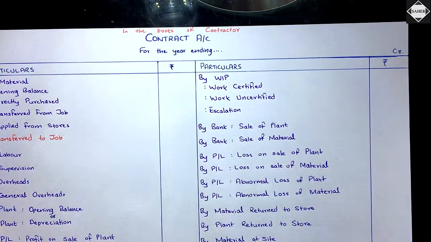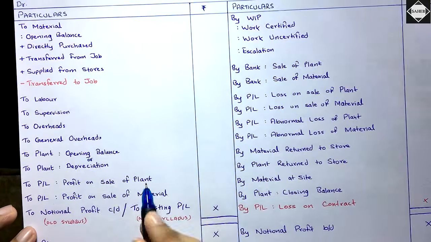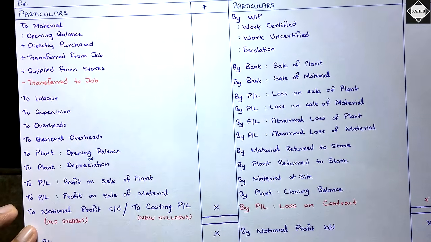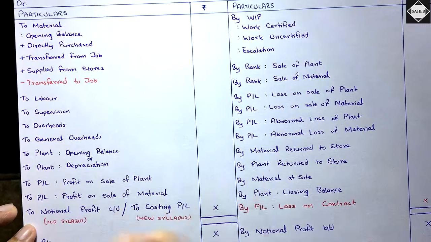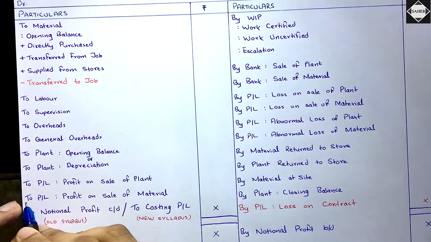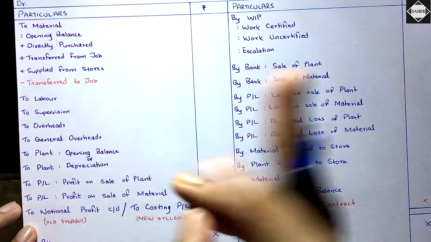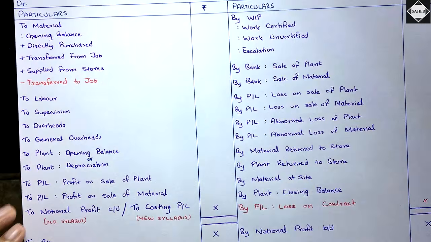Okay, is that clear? Did you get that? So profit on sale of plant and material will come on the debit side. Keep that in mind. And then what will happen? You are taking it here as to profit and loss. Later it would go and it would hit where? It would hit profit and loss, the general profit and loss.